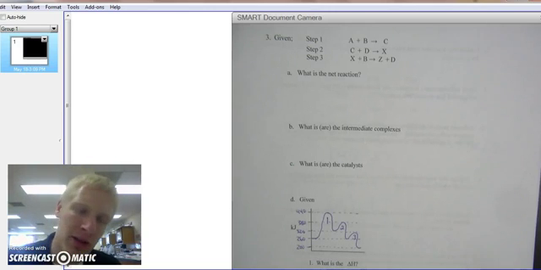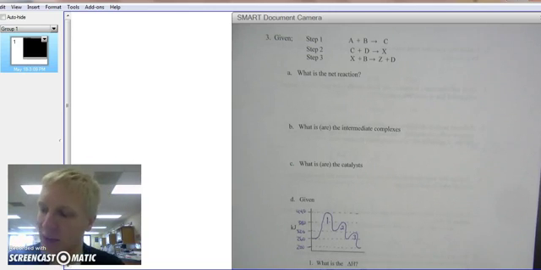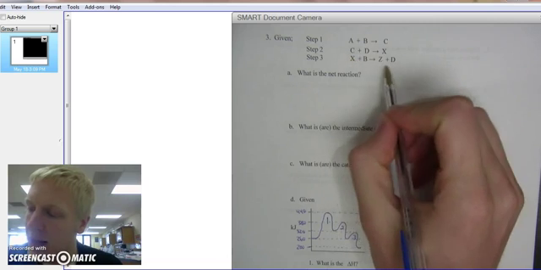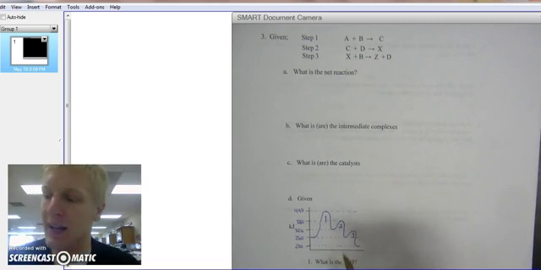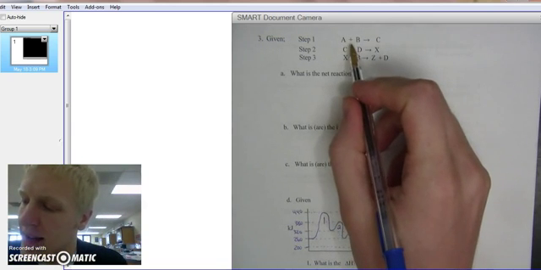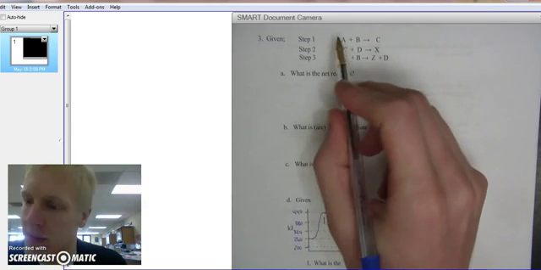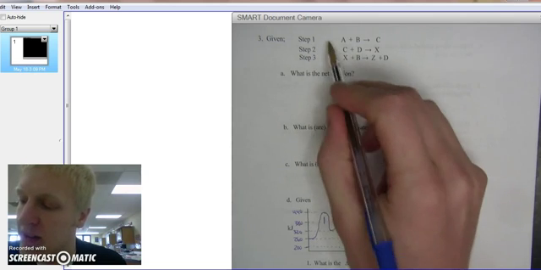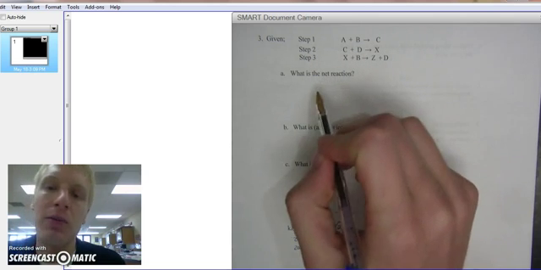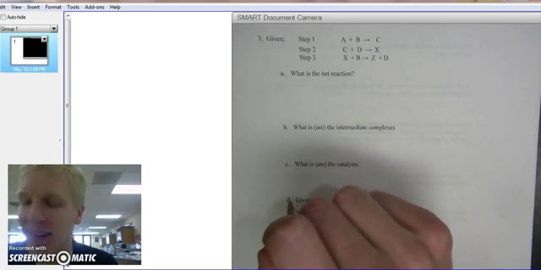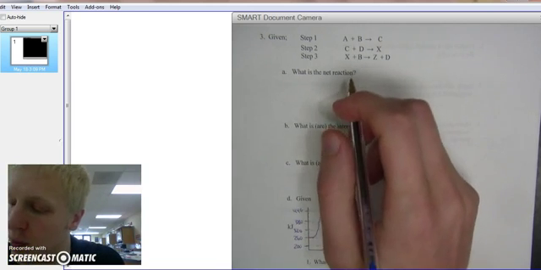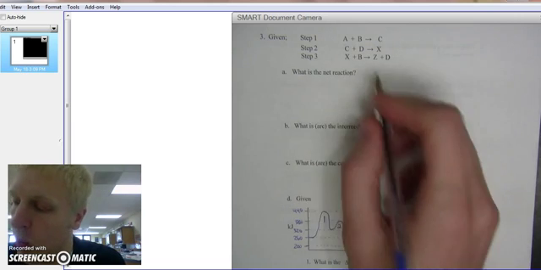Hello, in this video I'm going to be going over complex reactions and reaction mechanisms. A complex reaction is the summary of many elementary steps or pieces of a reaction, whereas a reaction mechanism is showing the procedure, which reaction comes first, which comes second, which comes next. In this first problem it says, what is the net reaction? What we are looking for is the overall summary reaction.